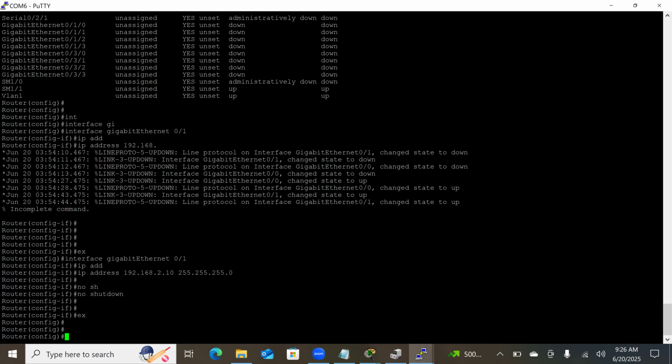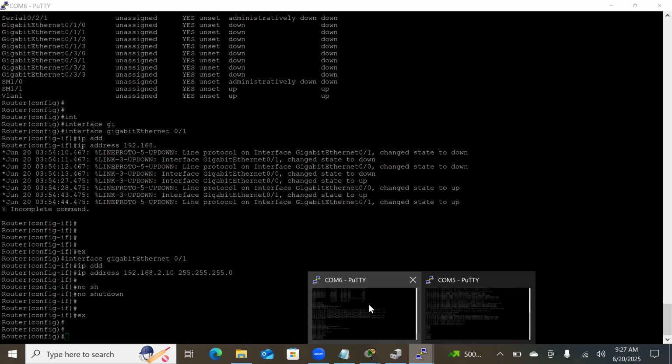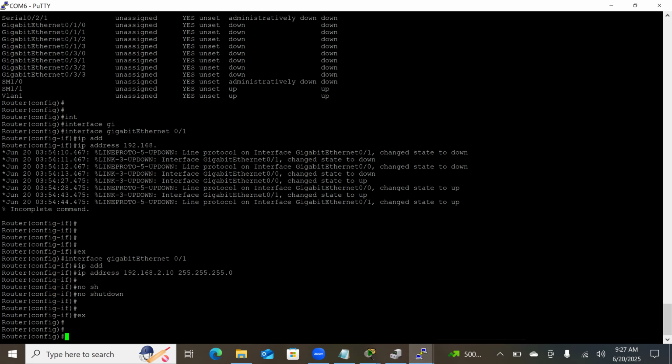Now, just do one thing. Configure both the routers, and they will be in different networks. Try to connect these two routers through the switch, then make them in a different network and try to do the routing, RIP, or even OSPF, or even IGRP.